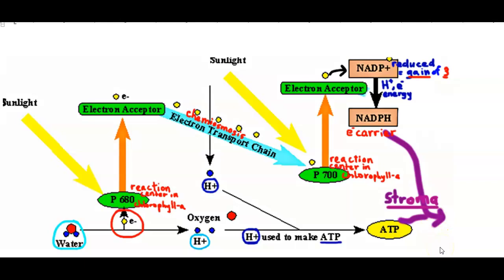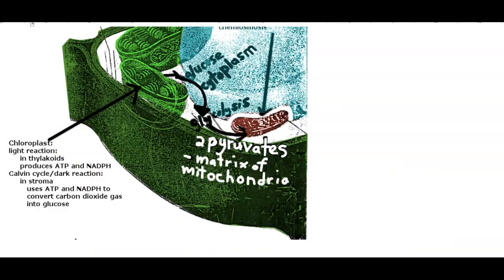In the stroma, we have the light-independent reactions, the Calvin cycle, where carbon dioxide, using ATP and using NADPH, is going to get reduced into what? Glucose. Alright, so let's go to the Calvin cycle now. Remember, all of that is taking place in the chloroplast. The reactions in the thylakoids produce ATP and NADPH. Those go to the stroma, where the Calvin cycle, the dark reaction, takes place. It uses that ATP and that NADPH to convert, or reduce, carbon dioxide gas into glucose.